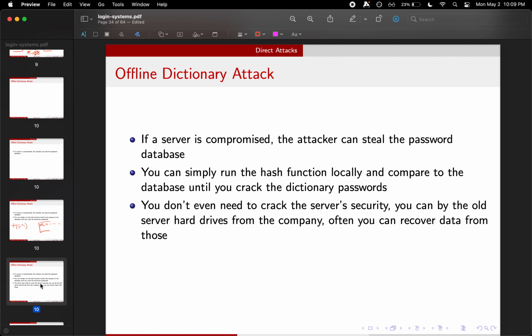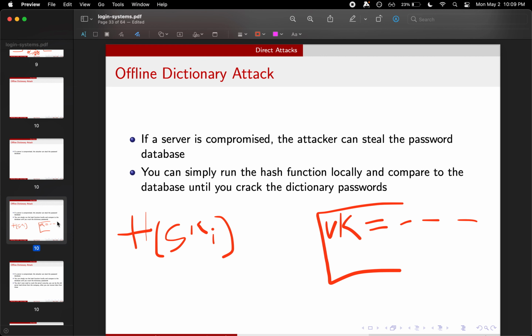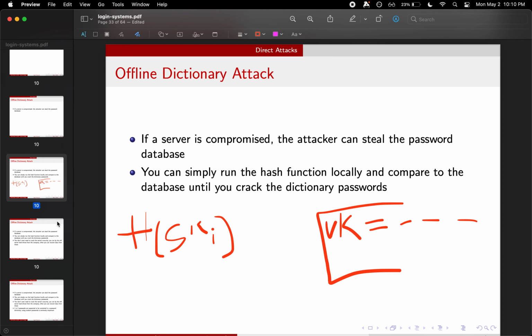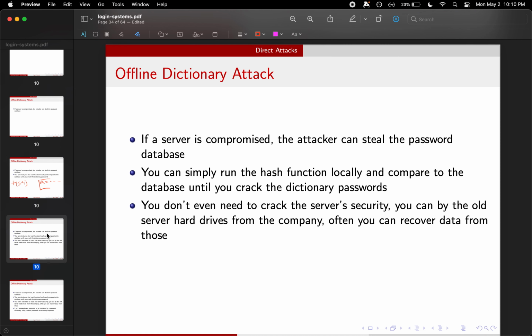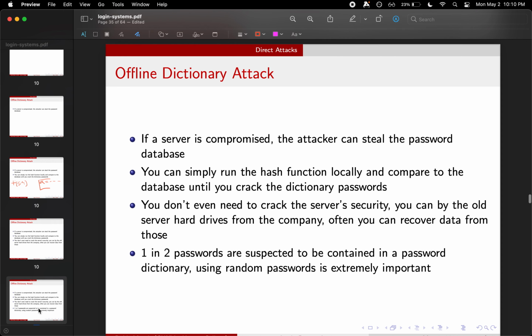Not only that, if you use GPUs, you can do thousands of these operations per second. So you can get through this thing super quickly. And you don't even always need to crack the server security for this kind of attack. You can buy the old server hard drives from the company and recover data from this. This actually happened to eBay. eBay fell victim to this kind of vulnerability.